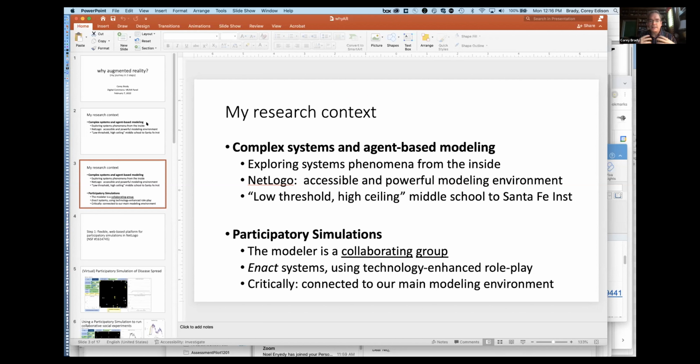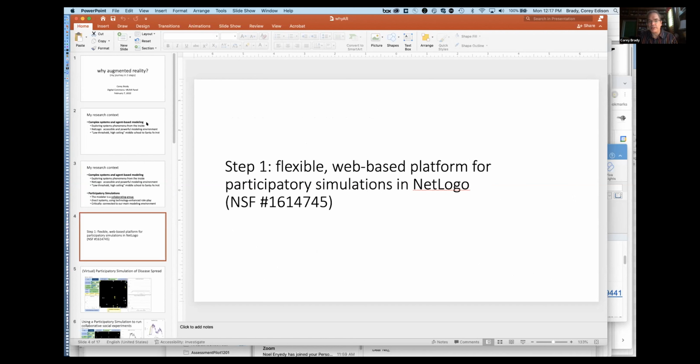So what I do is I use an activity called a participatory simulation to get in the door with modeling with agents. That kind of simulation involves a group of learners being the system that they want to understand. So it's very theatrical. You enact a system, and then we use technology enhancement so that your enacting actually creates the phenomena. And a key thing for me is that it's got to be an entry experience, so that you actually get into thinking about agents with NetLogo. So my first step was to make participatory simulations widely available.